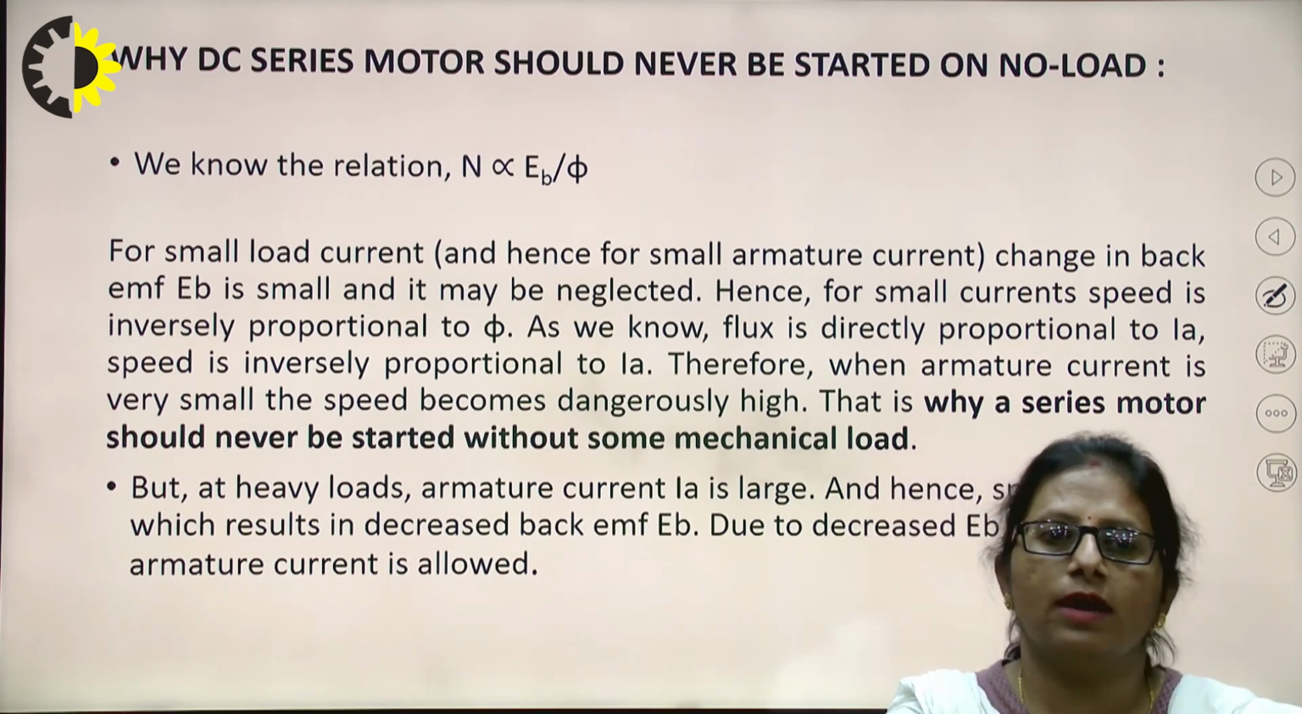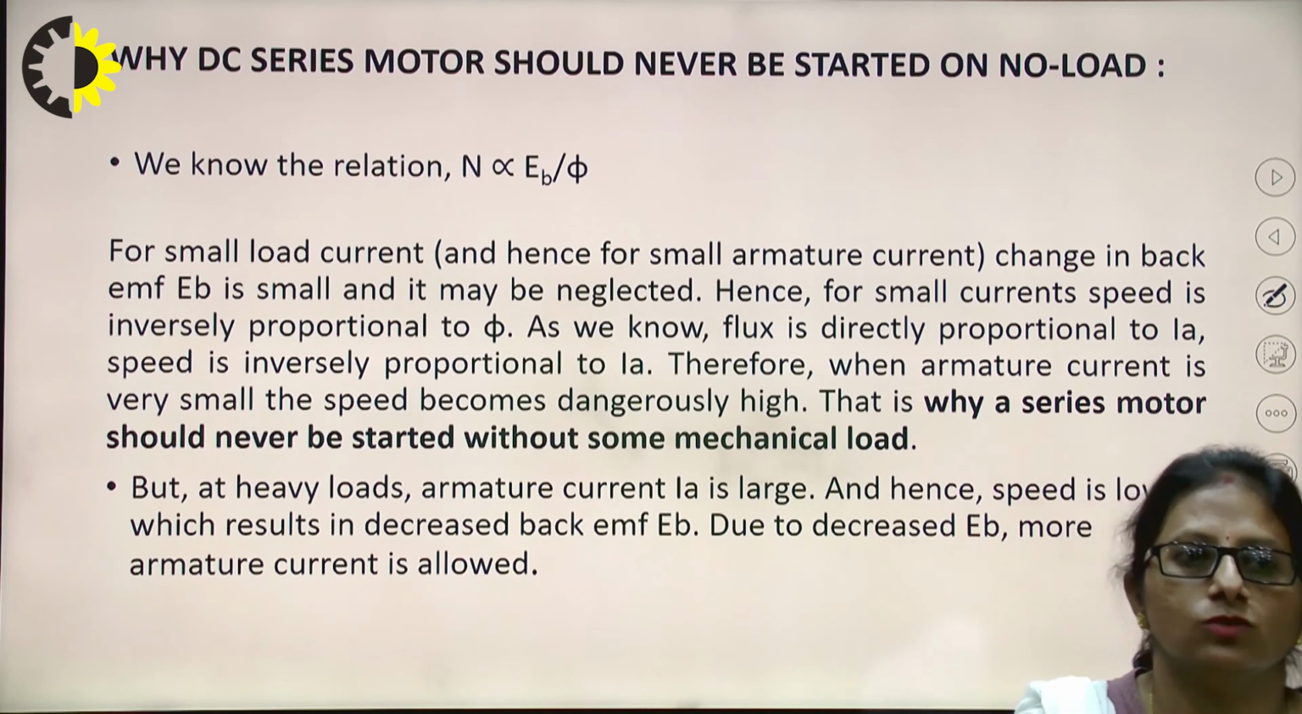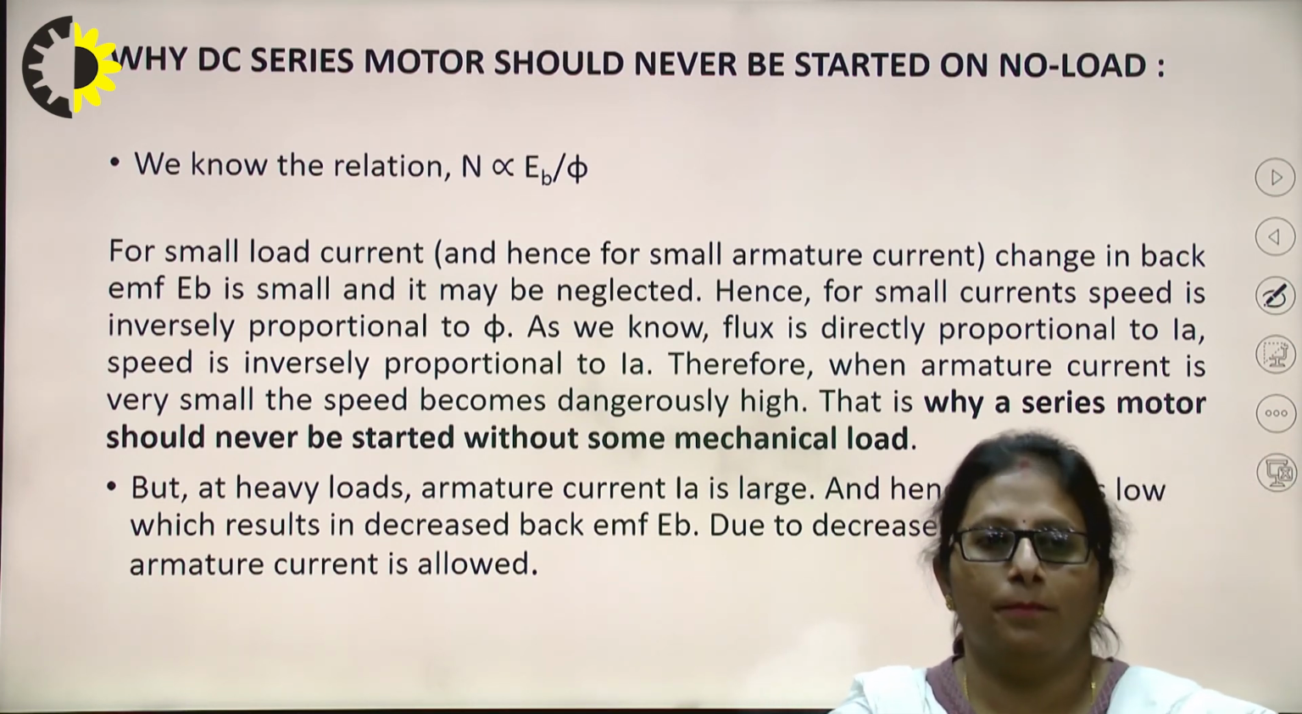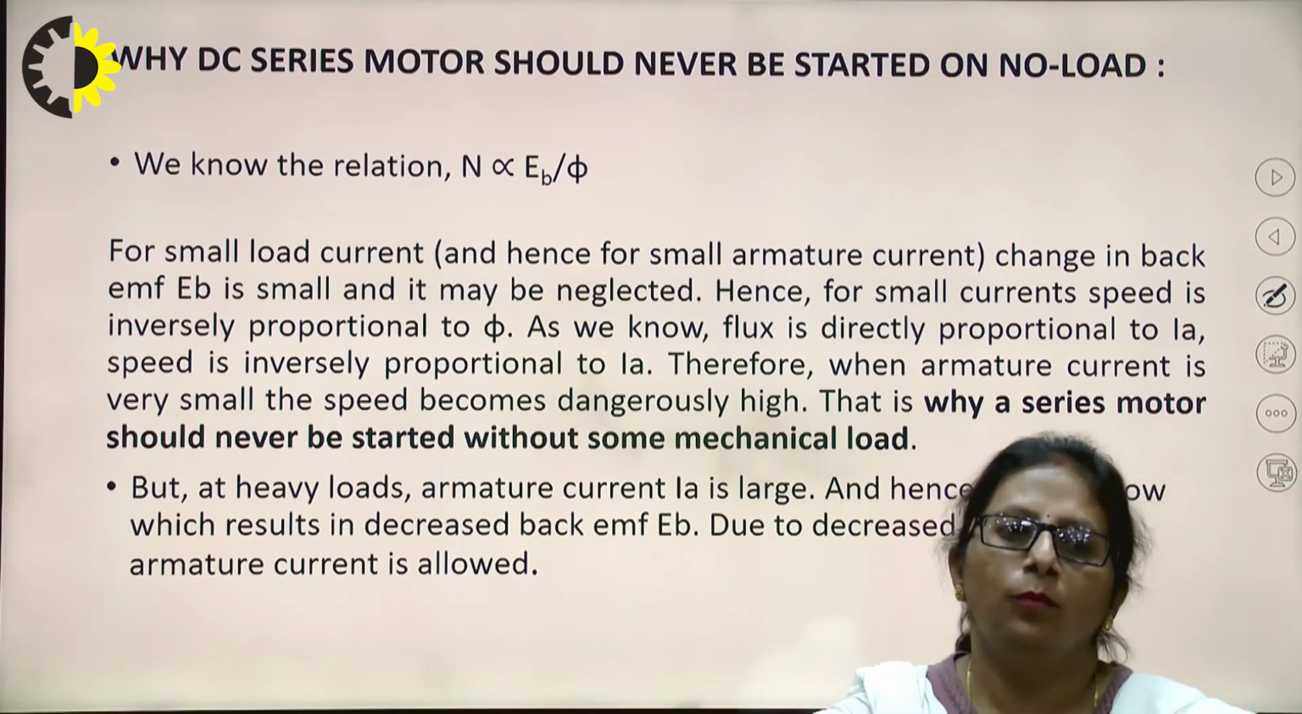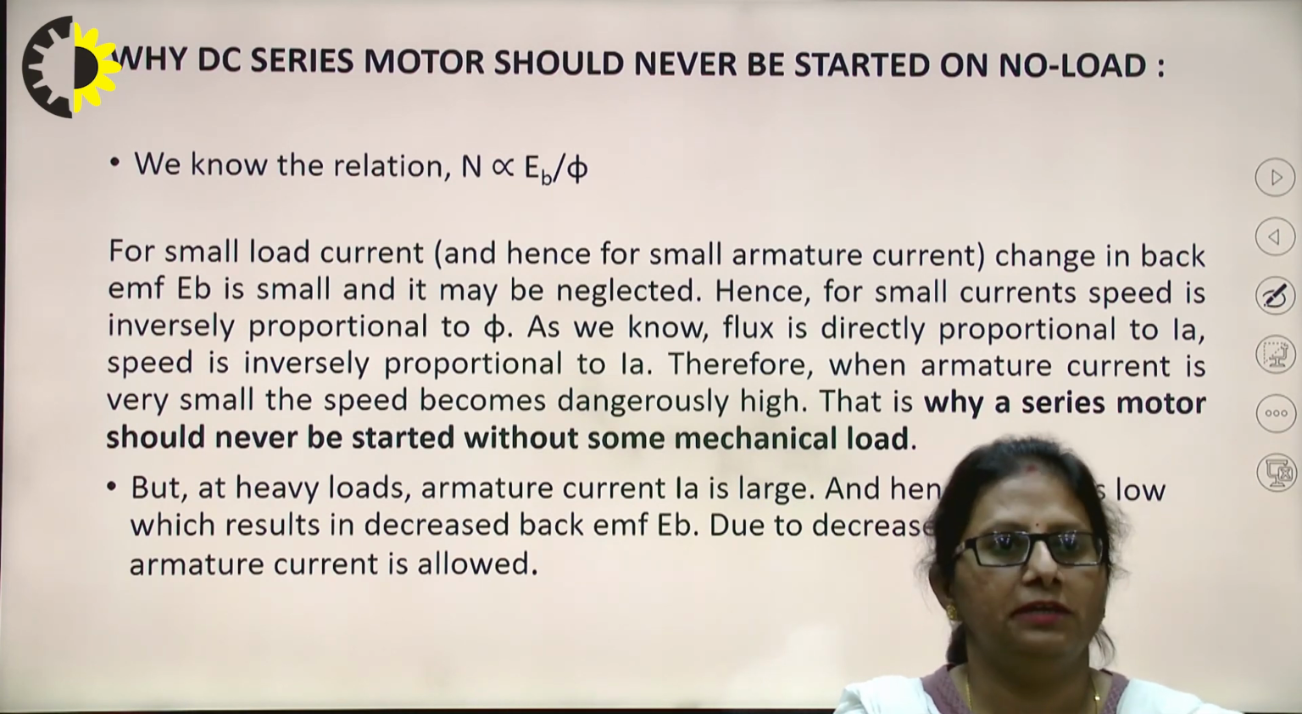But at heavy loads, the armature current IA is large and hence the speed is low, which results in decreased back EMF. Due to decreased back EMF, more armature current is allowed.